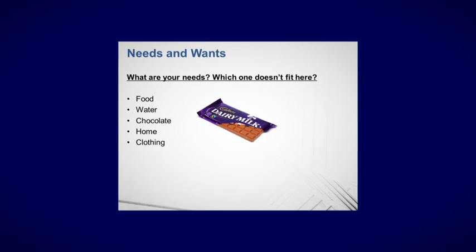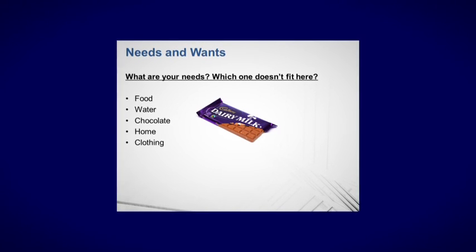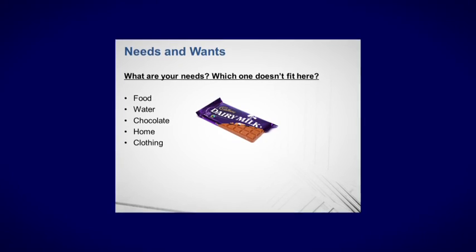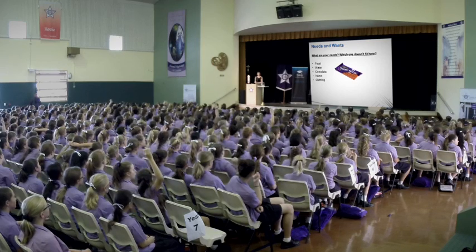So what are your needs? Which one do you think doesn't fit here? So we've got food, obviously water, chocolate, home, clothing. Can anyone tell me what is a need? You're correct. So a need is obviously something that we need to live. We need water, we need shelter, we need food, we need clothing. We want chocolate, we all like chocolate, but clearly, we don't need that to get up in the day and that doesn't keep us alive. So with a savings plan also and a spending plan, please think about what is a need over a want.